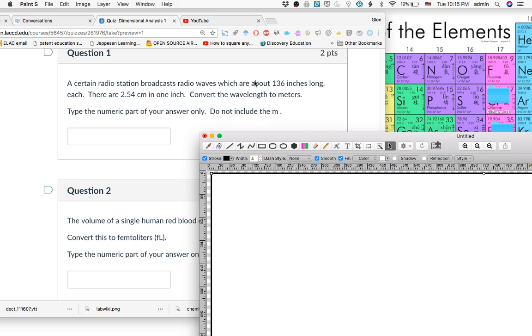A certain radio station, blah, blah, blah, 136 inches long, convert this wavelength into meters. Now, here's how you do this work. There are two numbers here, so I don't know which one to start with. So I'm going to start with the unit that I want. I want meters, and I see here there are centimeters. So I'm going to write down meters.